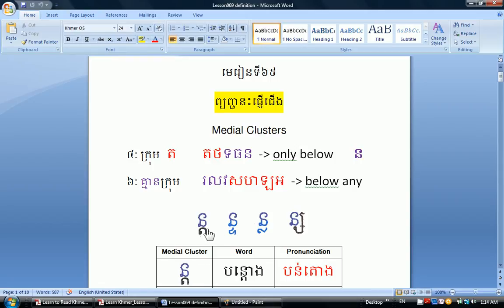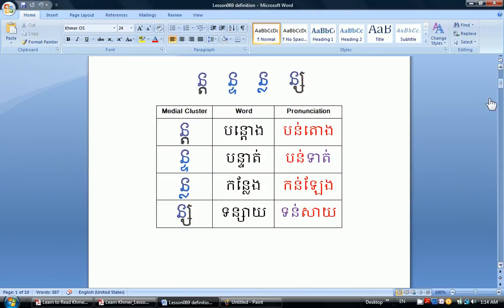So here are the medial clusters in this lesson. Let's learn how to read words that represent each one of these clusters. This word here is read ban tao. Here's how we read it. Bo no ban, with ban tao like this.